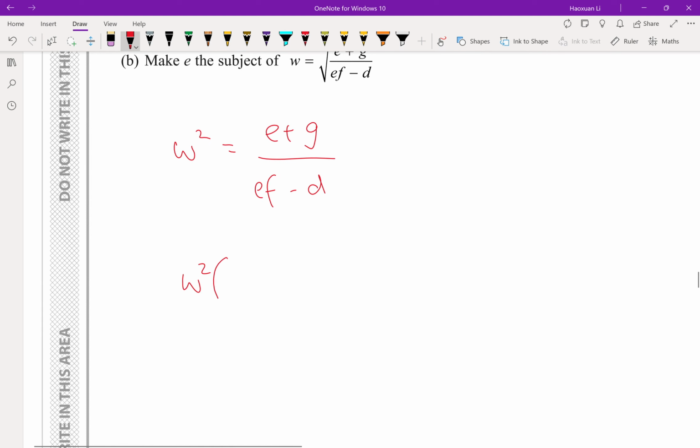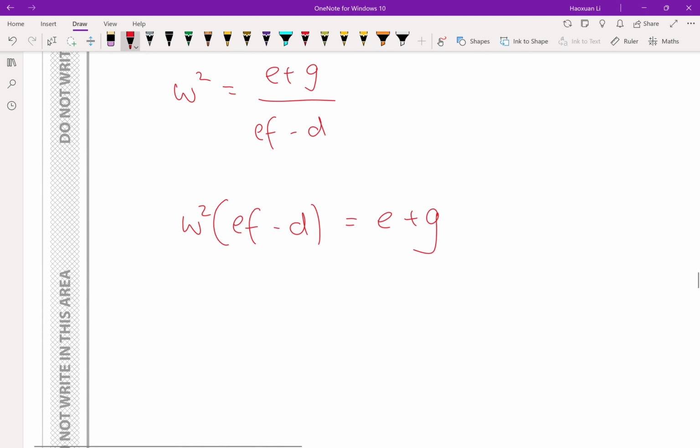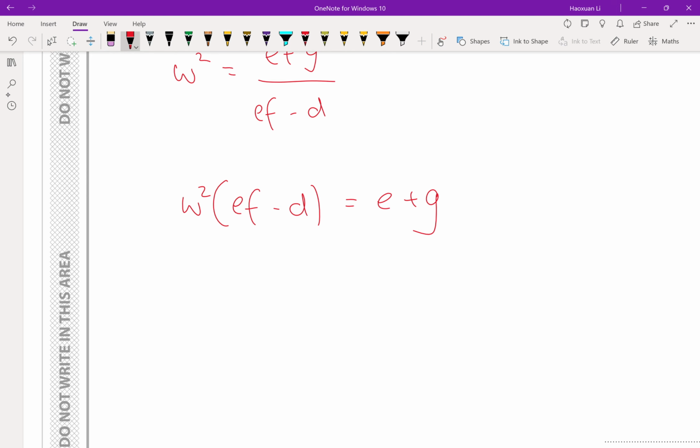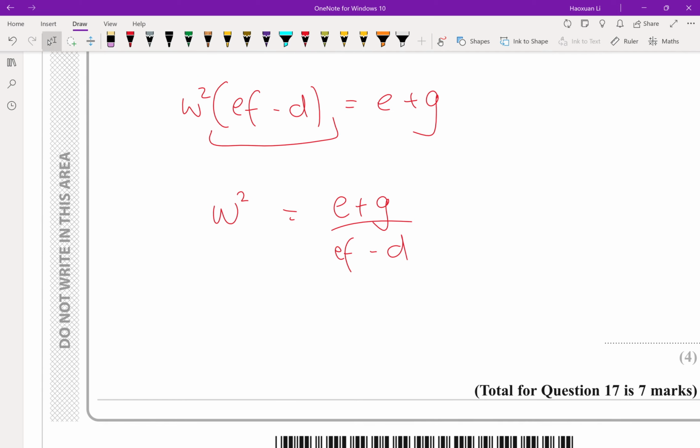And now, so W squared EF minus D equal to E plus G. Therefore, you want to have W on only one side. So you want to get rid of this. So how do you do it? You just divide that by both sides. And now it says in terms of W.